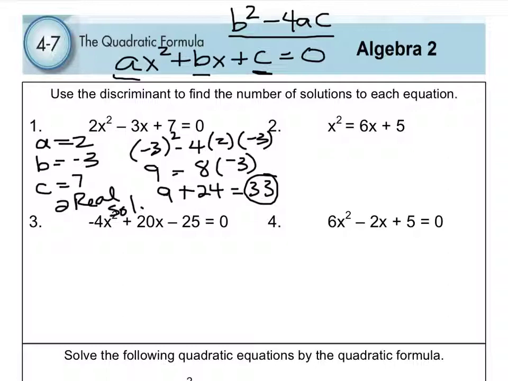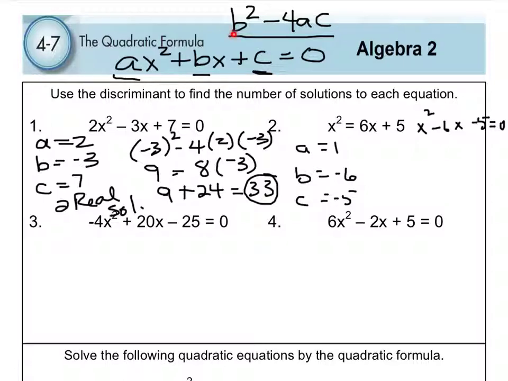Okay, so now let's take a look at number 2. You'll notice number 2 is not set equal to 0. So I need to get rid of the 6x and get rid of the 5. I need to move these two over to this side. In order to do that, I have to subtract them. So I'd end up with x squared minus 6x minus 5 equals 0. And I identify, what's the number in front of x squared? Well, there isn't one there. So since there isn't one there, a is going to be 1. b is going to be negative 6, and c is going to be negative 5.